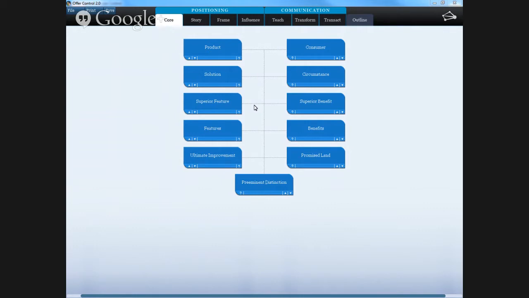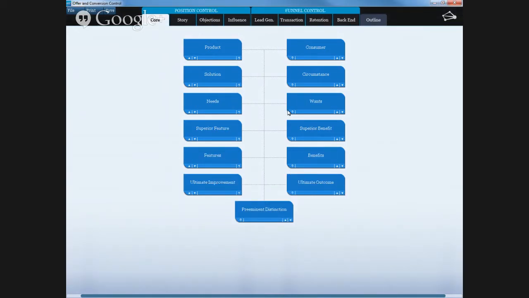What we essentially did, in fact, we've got the other one open, so let's just toggle between the two. This is the original Offer Control core elements. If I toggle over to the Offer and Conversion Control core elements, you'll see that this line right here, the third line down, was added. It's needs and wants. And we'll discuss exactly what this is, but essentially what does the consumer need, and what do they want, and what do they think they need? What is it they desire in this whole thing of buying your product or getting an offer? We added that distinction, which adds a very important layer to thinking through your core elements.